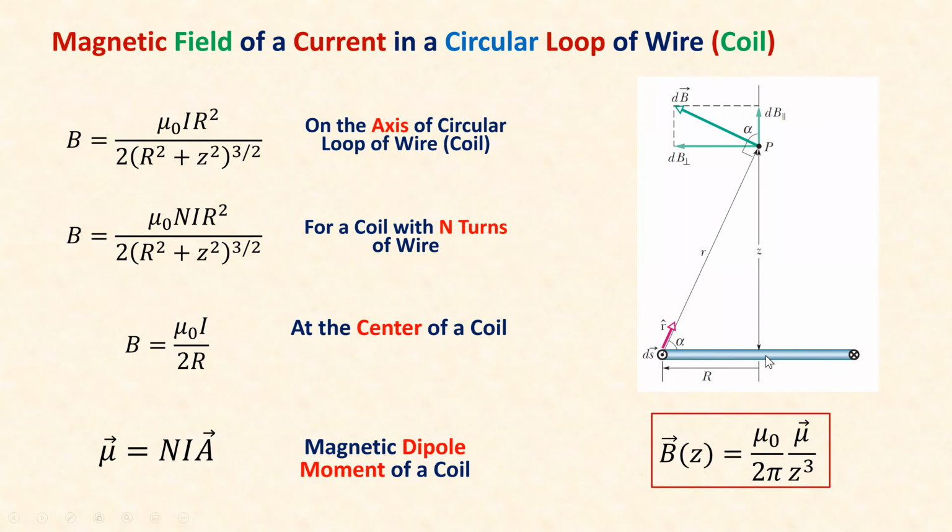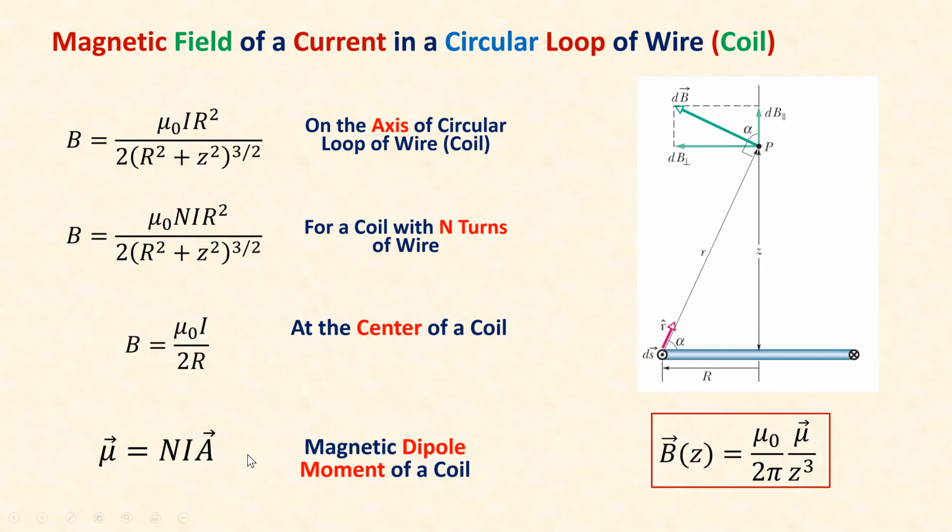And then we talked about the magnetic field created by a loop of current. On the axis of the loop at distance z from the center, it is mu naught I R squared divided by 2 times R squared plus z squared to the power 3/2. And when you have N turns, you just multiply that by N, because the magnetic fields are in the same direction and add up. And if you are at the center of the loop, meaning z is 0, this simplifies to mu naught I over 2R.